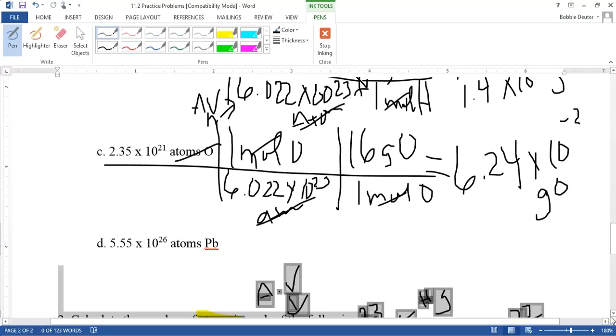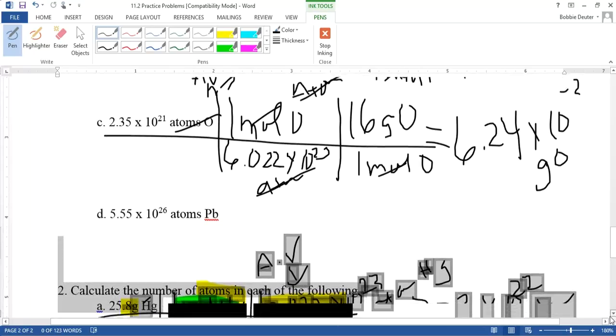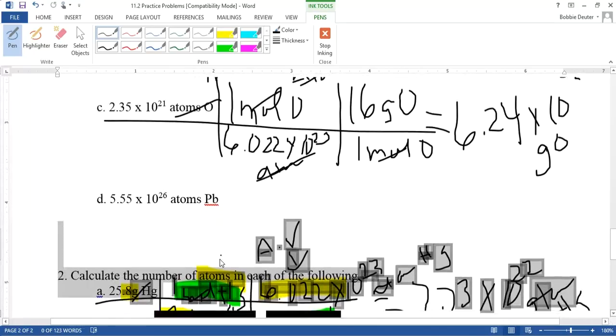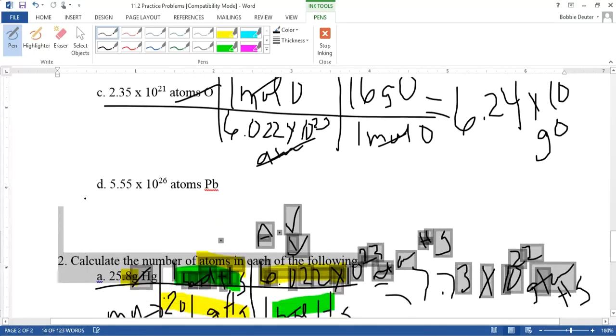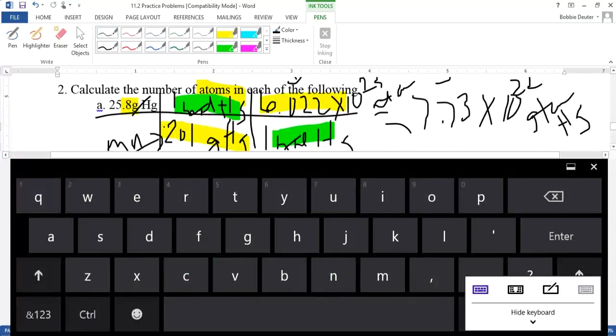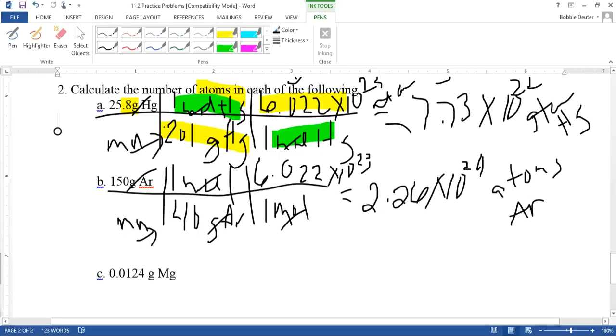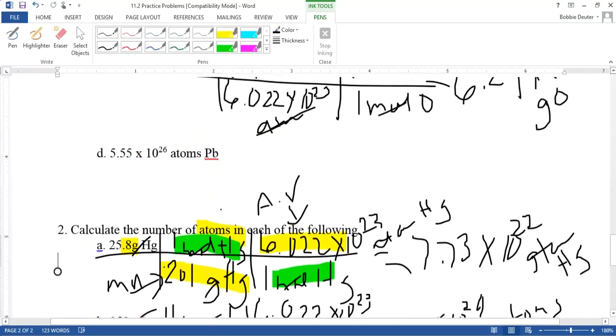Okay, so let's go down and let's do one for lead. Whoa, we got some crazy stuff going on here. So, let's stop inking for a second, try to get this to go away. Good, it did. Okay, so let's do D here. Erase a little bit of this.